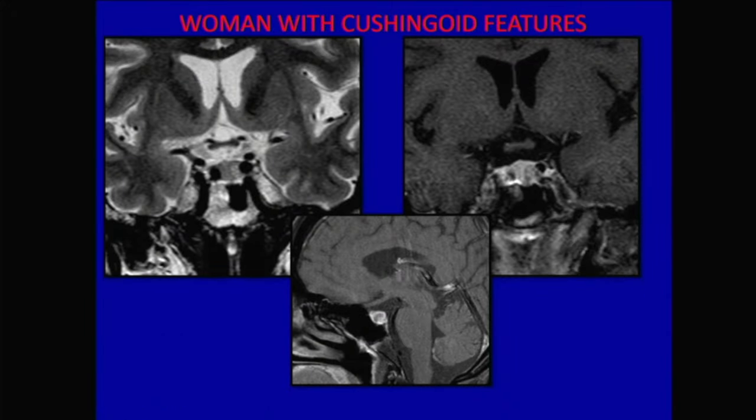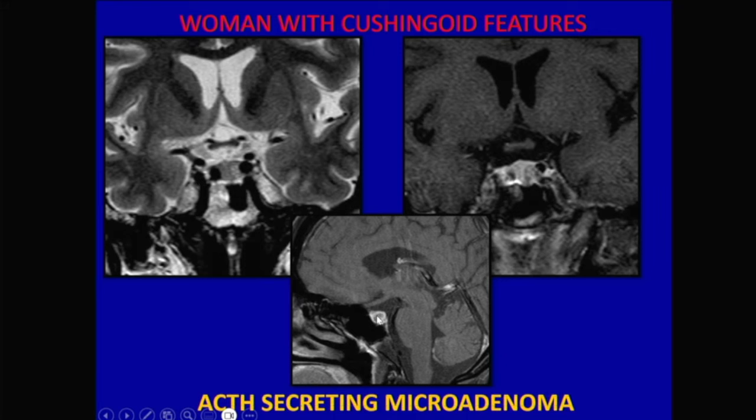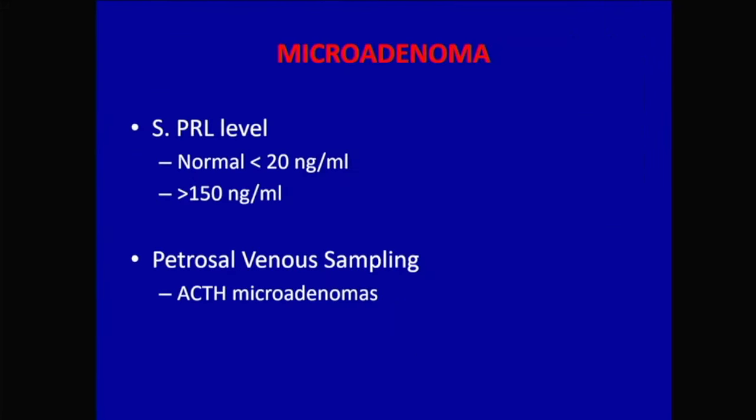This is a woman with Cushingoid features. Again, you can see on the T2, there is a more obvious lesion in the left lateral portion of the sella with a slightly speckled appearance. And even on the contrast, it is showing that speckled appearance, but it is generally hypo-enhancing compared to the normal pituitary parenchyma. So that will again confirm our diagnosis of a microadenoma.